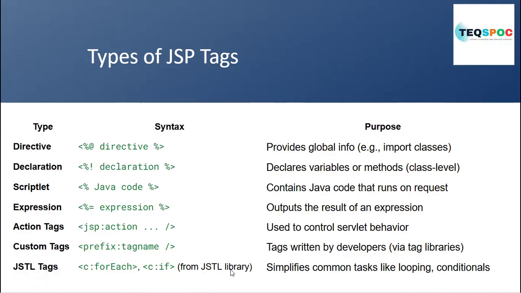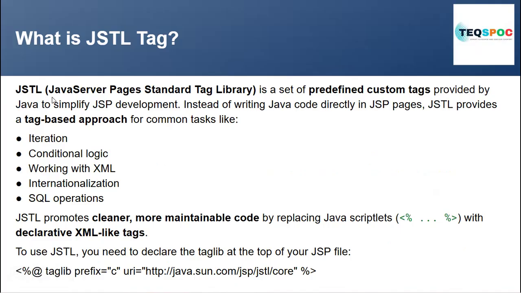So now we have some advanced features like JSTL. Let me talk more about JSTL. JSTL is the Java Server Pages Standard Tag Library. It has a set of predefined custom tags provided by Java to simplify JSP development. It has some free custom tags which we can use, like the forEach tag for a for loop. Those are basically present here.